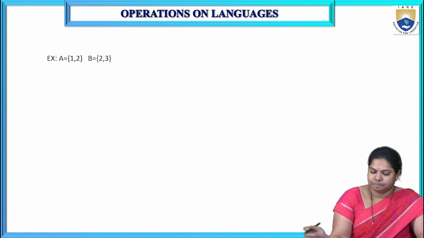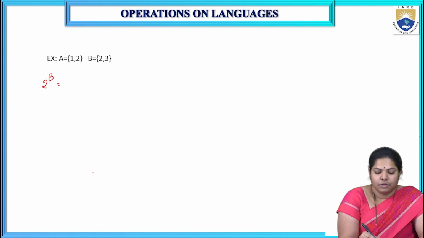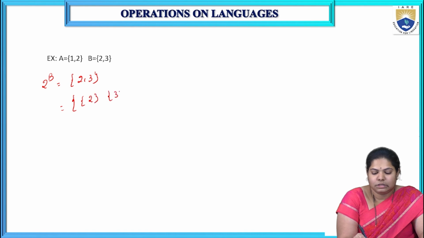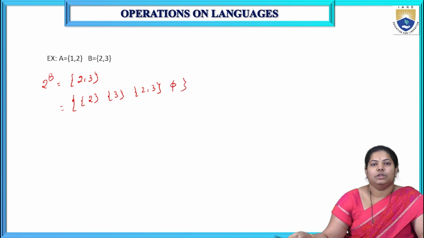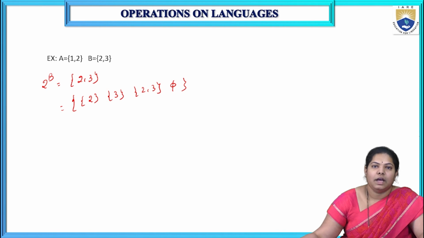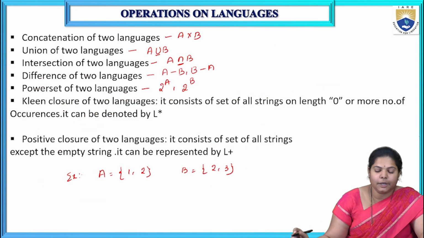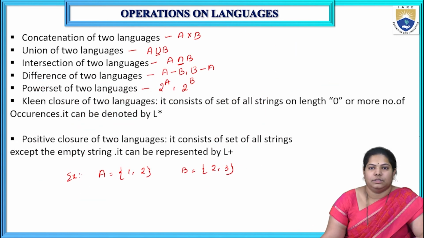And the next one is 2 power of B. We have to find the power sets of B, that is {2, 3}. What will be the resultant? We get the outputs as {2}, {3}, {2, 3} and null. So this power set includes the elements present in the set as well as the subsets. Okay. The next one is Kleene closure of the two languages.